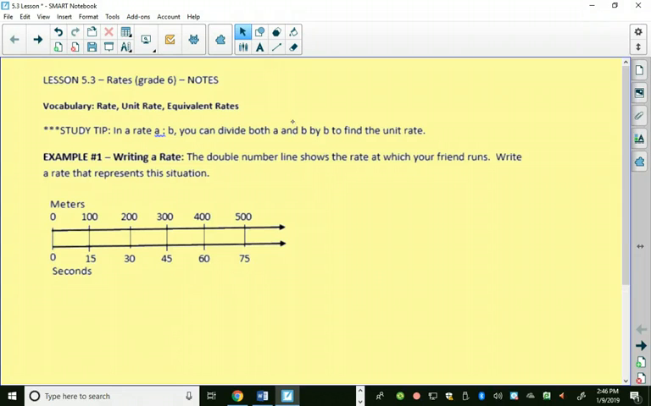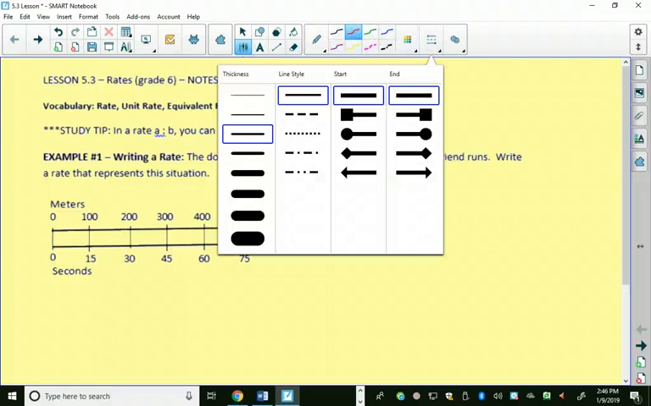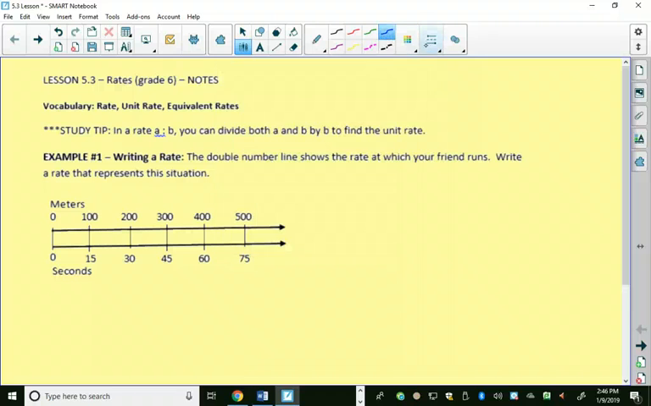Okay, so if we look here, we have a double number line on example 1. And all a double number line shows is a rate, okay? The top number line relates to whatever units on the top. So our top number line here relates to meters, okay? And this bottom number line relates to the time in this case, or seconds, okay? So the numbers are always corresponding with each other, and each number is related to the various unit.